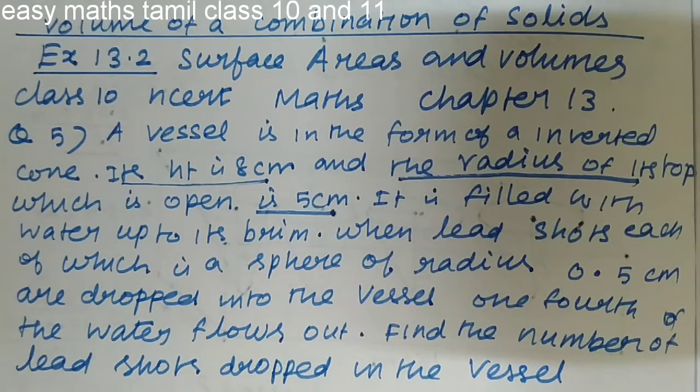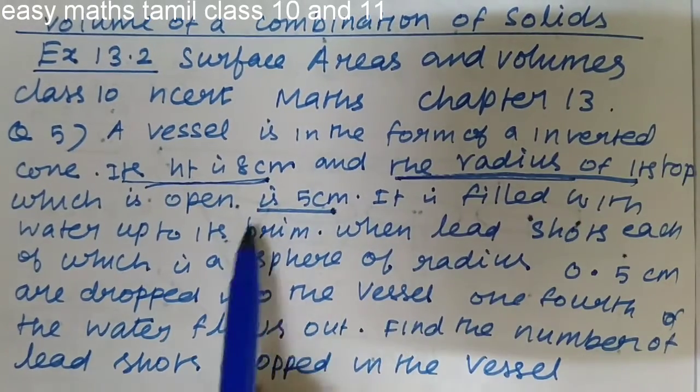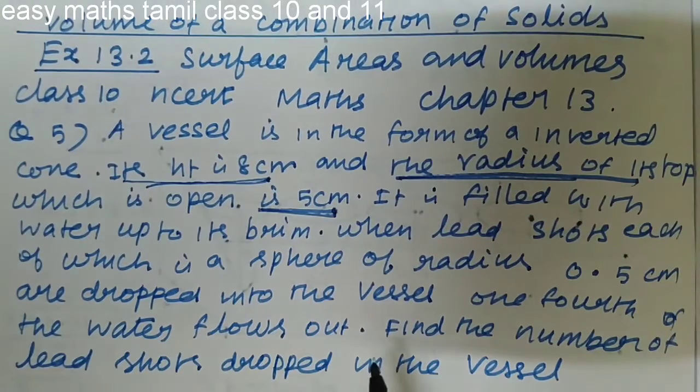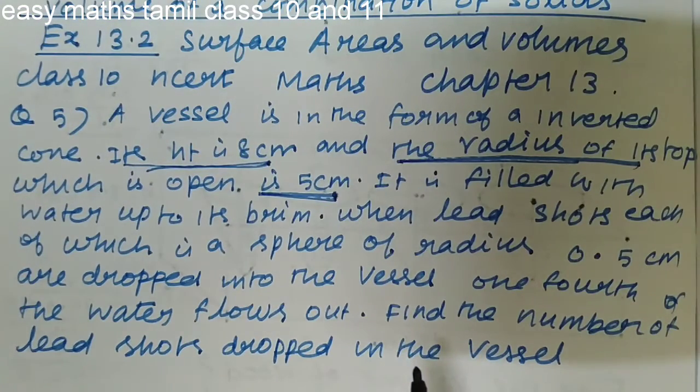Now the vessel is in the form of a cone. Its height is given as 8 cm and the radius of the cone is given as 5 cm. In this we have to calculate, when some lead shards are dropped into the vessel, the volume of the water that flows out. 1/4 of the volume of water flows out. We have to calculate the volume of water that flows out, which is equal to the number of lead shards dropped.